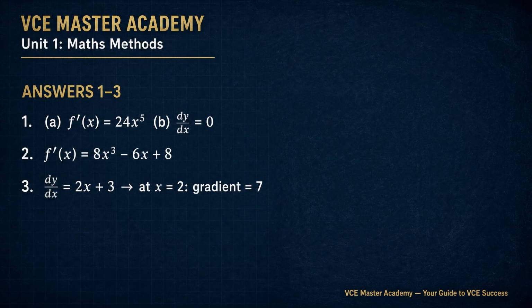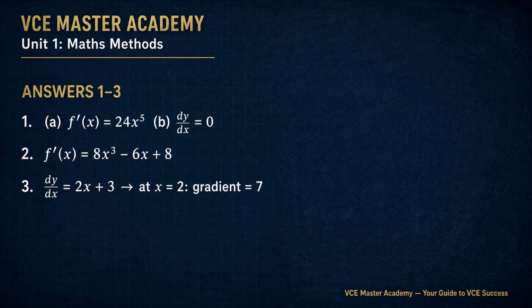Question 1, Part A. 4x to the 6. The 6 jumps down, 4 times 6 is 24, and the power drops to 5. 24x to the 5. Part B. Y equals 9, a constant, a flat line. The derivative is 0. If you wrote 9, or 9x, that constant snuck past you. It always goes to 0. Question 2. Term by term. 2x to the 4 gives 8x cubed. Minus 3x squared gives minus 6x. 8x gives just 8. And minus 5, the constant, disappears. 8x cubed minus 6x plus 8. The most common slip here is the middle sign, so check yours now.